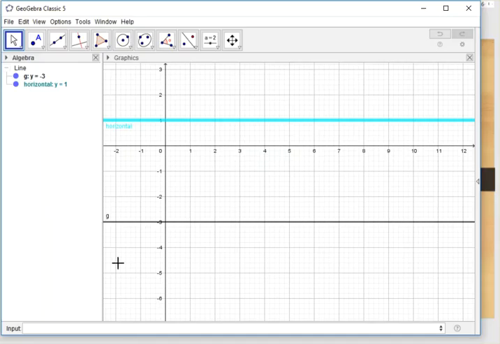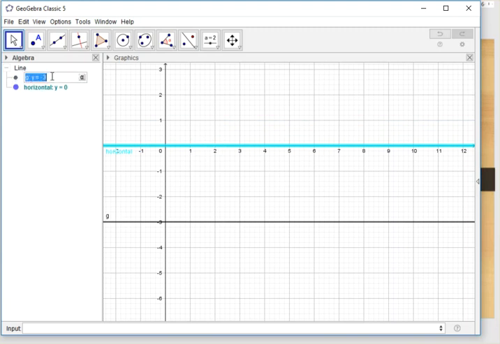So the next thing that I wanted to look at was what happens when we have y equals 0. So y equals 0 is the x-axis. And if we have x equals 0, we have the y-axis. So it's kind of the opposites. That's what you can think about.